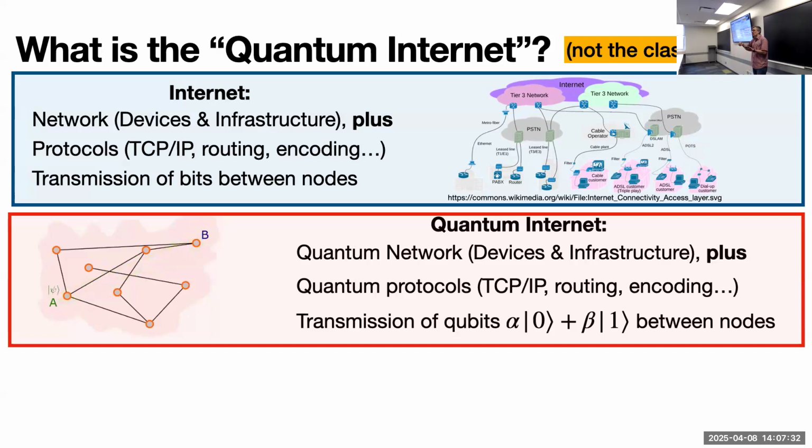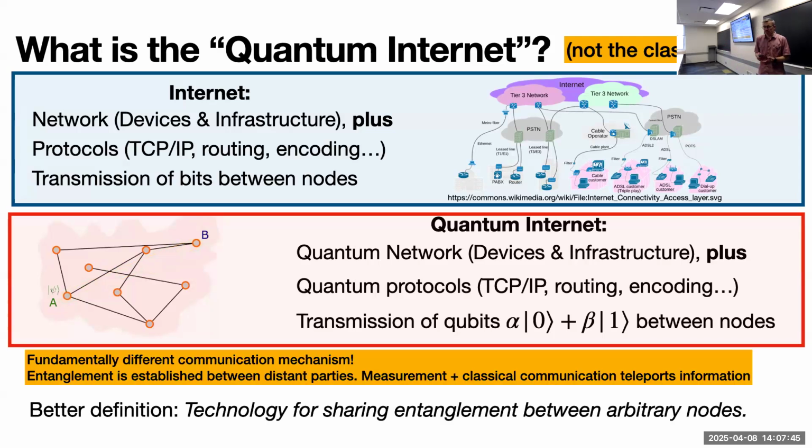So it's not like we have a pipeline where we're sending bits. We're establishing this non-local wave function over any arbitrary distance, performing measurements and using those measurements to transmit information. Okay, so it's very different. I don't like to think about the quantum internet as an internet with quantum. It's a totally different mechanism.